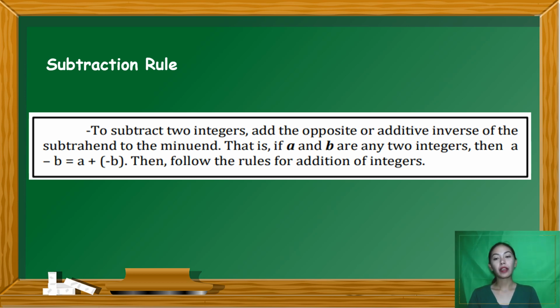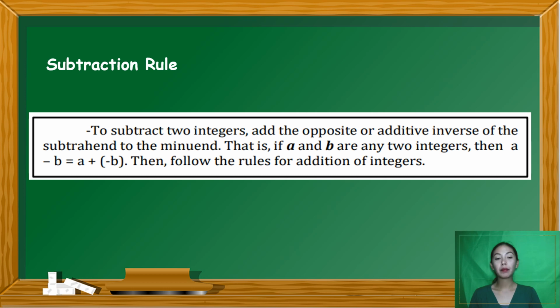So again, this is just a continuation for the subtraction rule. To subtract two integers, add the opposite or additive inverse of the subtrahend to the minuend. That is, if a and b are any two integers, then a minus b is equal to a plus negative b. Then follow the rules for addition of integers.